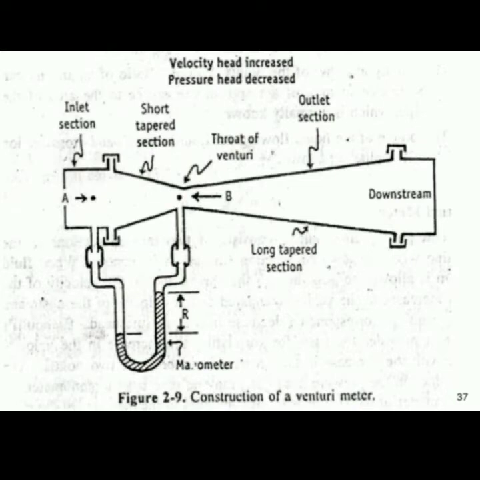Okay, this is the Venturi meter. Same, it consists of upstream, this is the downstream, point A, point B. This is the narrow constriction. This is the inlet section. It consists of a short tapered section, and this is the throat of the Venturi. At the bottom side, a manometer is attached. This is the long tapered section, this is the short tapered section.